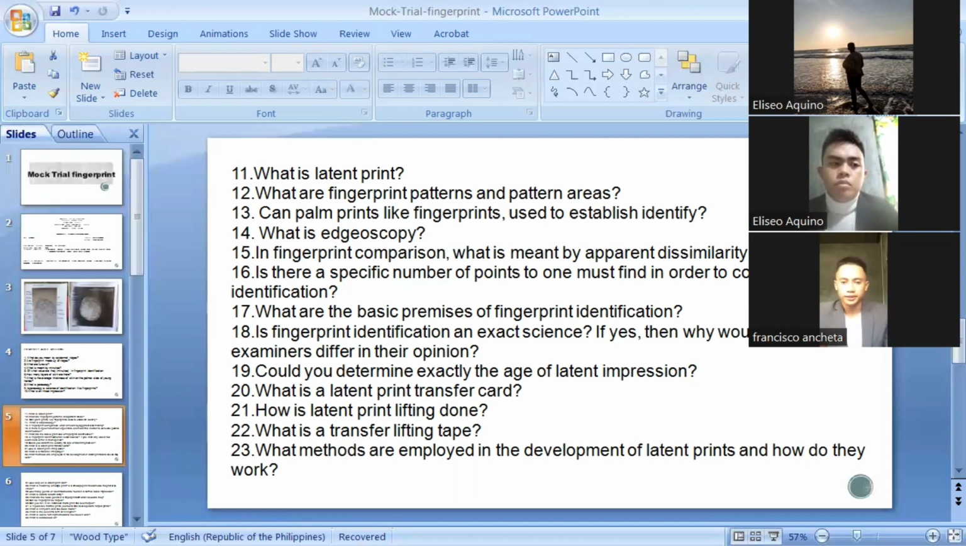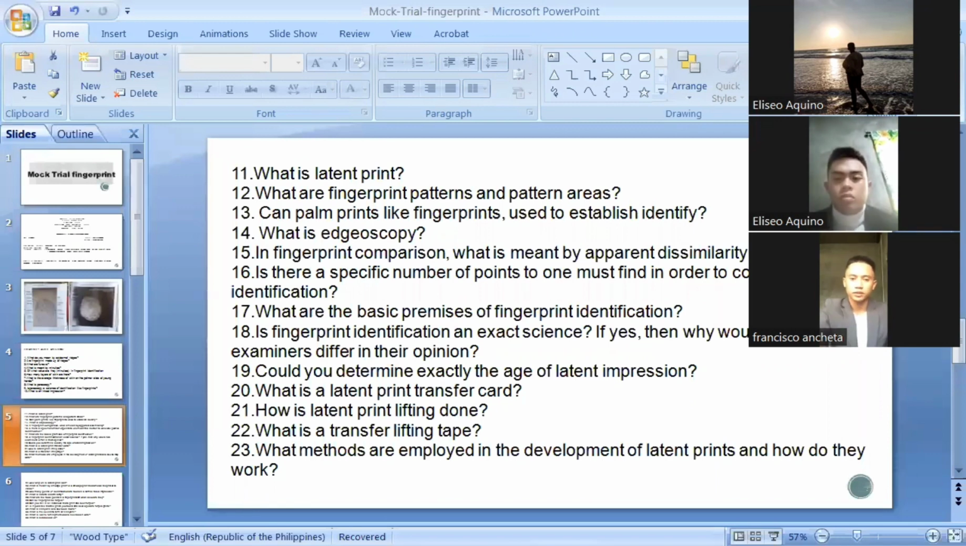Next question: is there a specific number of points one must find in order to conclude a positive identification? Obtain an ink-readable fingerprint for each finger, recognize and classify the general ridge patterns, which are loops, whorls, and arcs, and apply them to the primary Henry FBI classification. Identify and compare friction ridge characteristics, and compare two fingerprints with at least 10 points of identification.